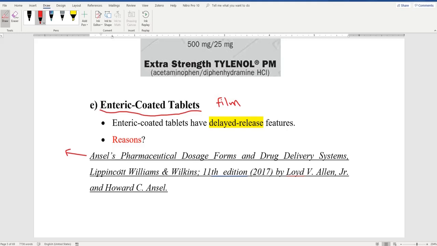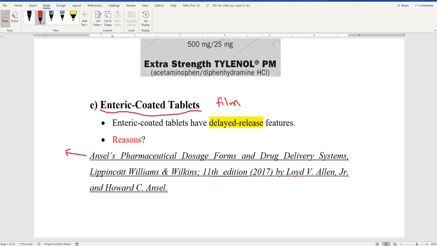So instead of aspirin being released in the stomach, I want it to be released in the intestine. This is one: a drug irritating the stomach. Number two, the pH of the stomach is degrading the drug.